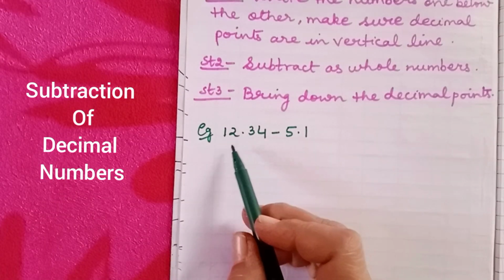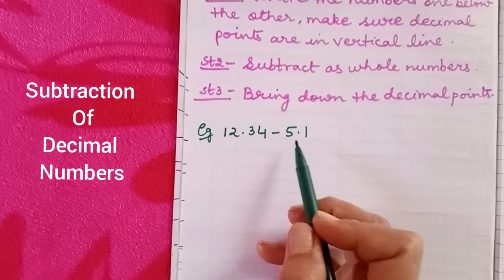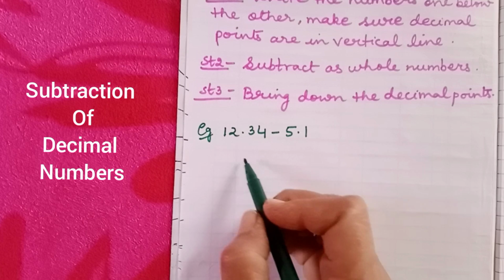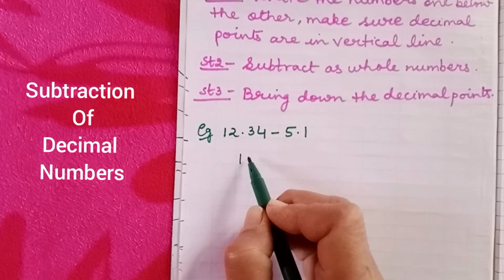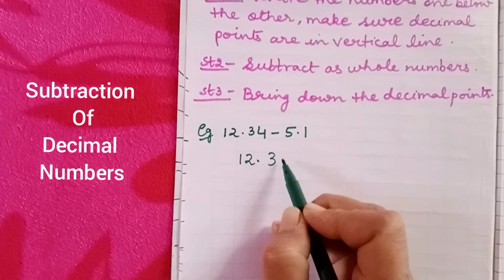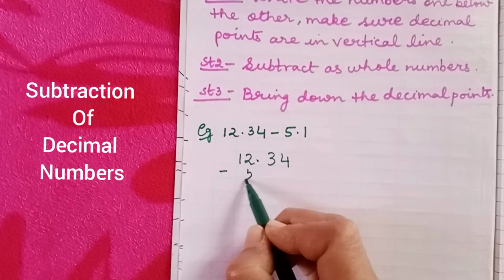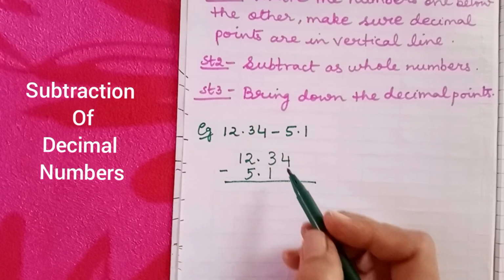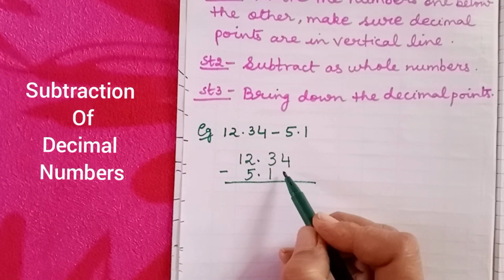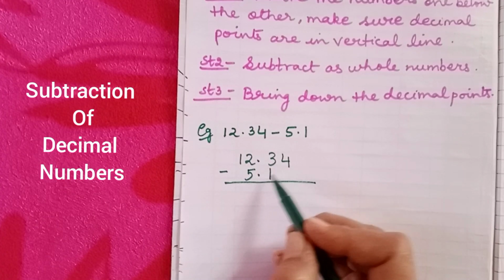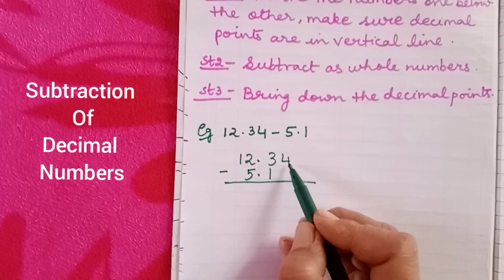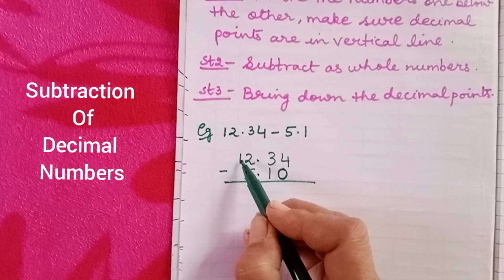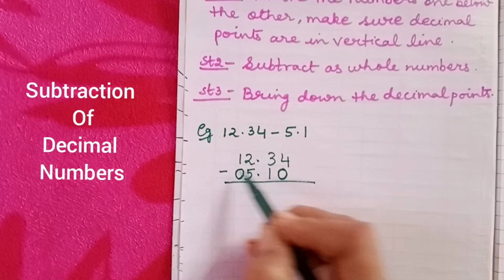Now let us subtract 12.34 minus 5.1. So first step is we have to write the numbers one below the other. So we will write 12.34 minus 5.1. So second is wherever there is a number which is missing, we have to put 0. So 5.1, below 4 we do not have any number, so we can add 0 here. And below 1 we do not have any number, so we can add 0 here.